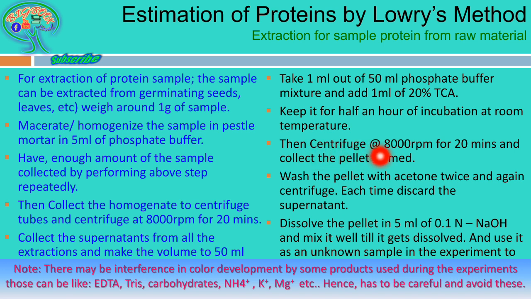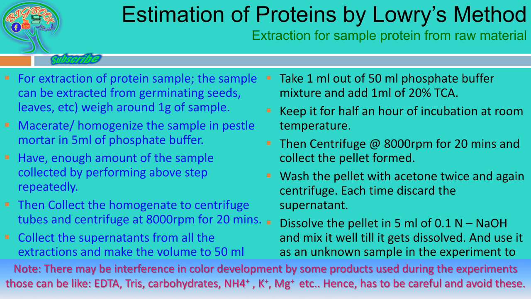Then we are going to centrifuge at 8000 rpm for 20 minutes and collect the pellet formed. Wash the pellet with acetone twice and again centrifuge. Each time discard the supernatant. So we are going to wash the pellet with acetone.